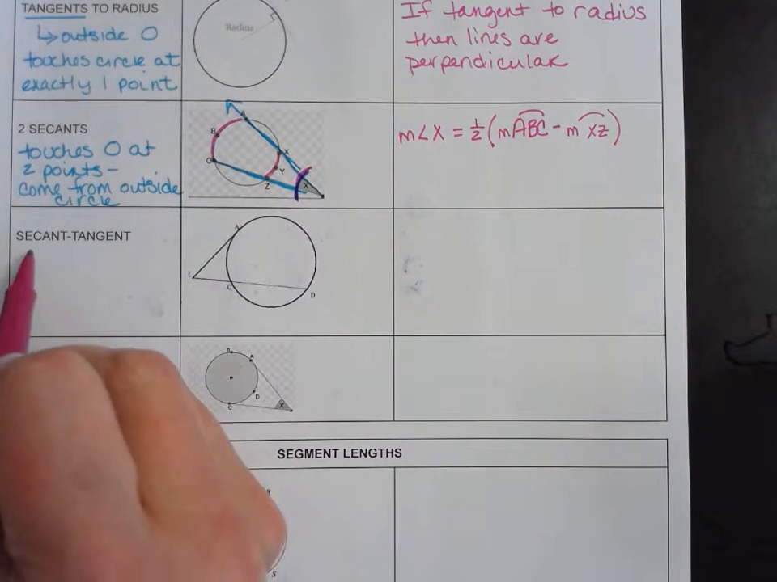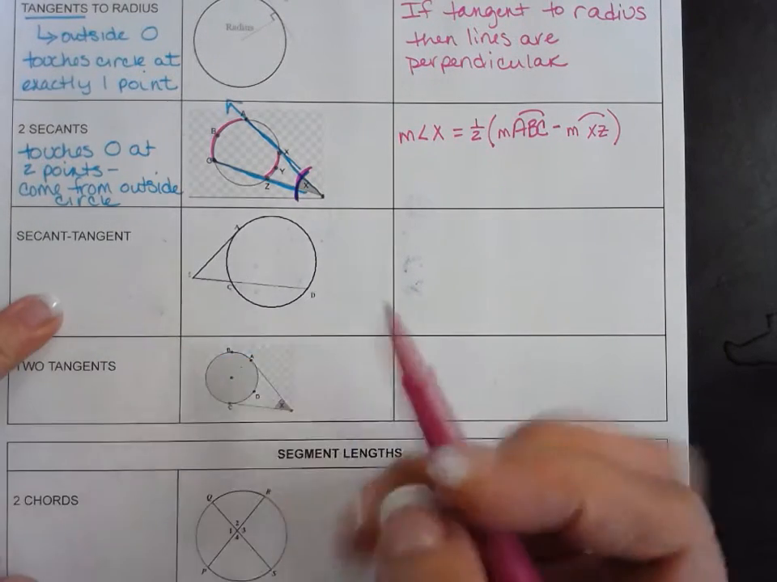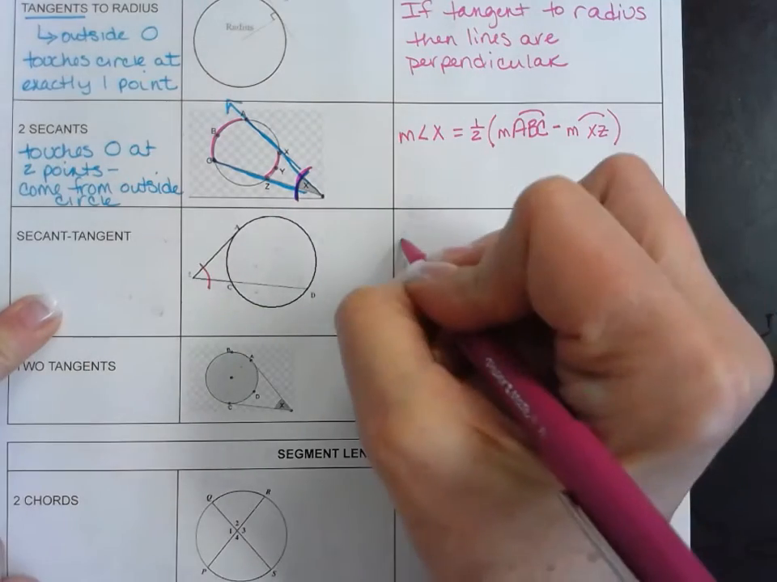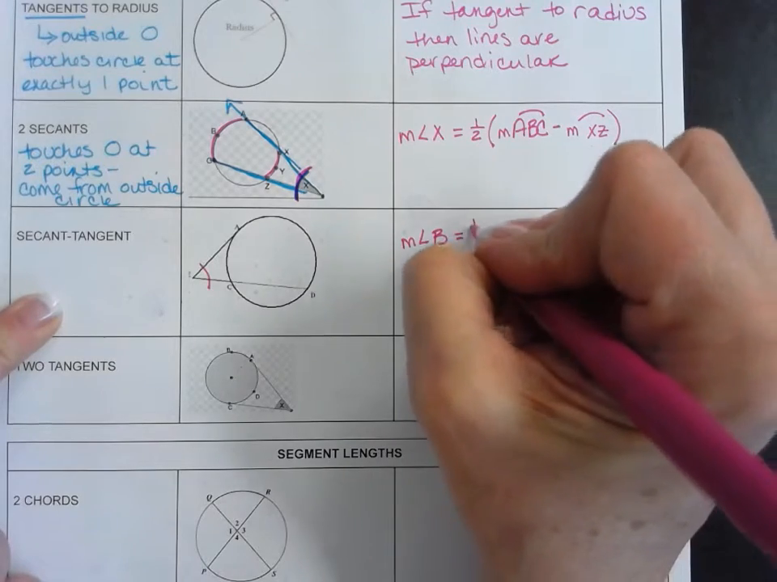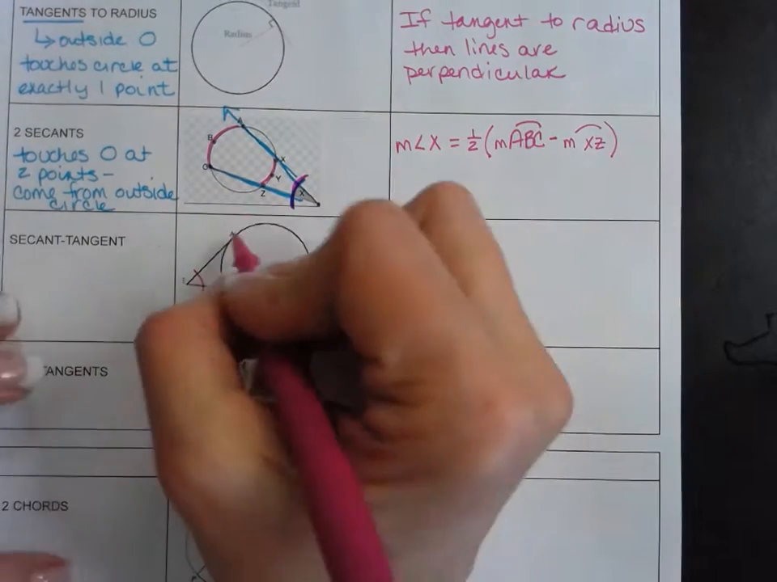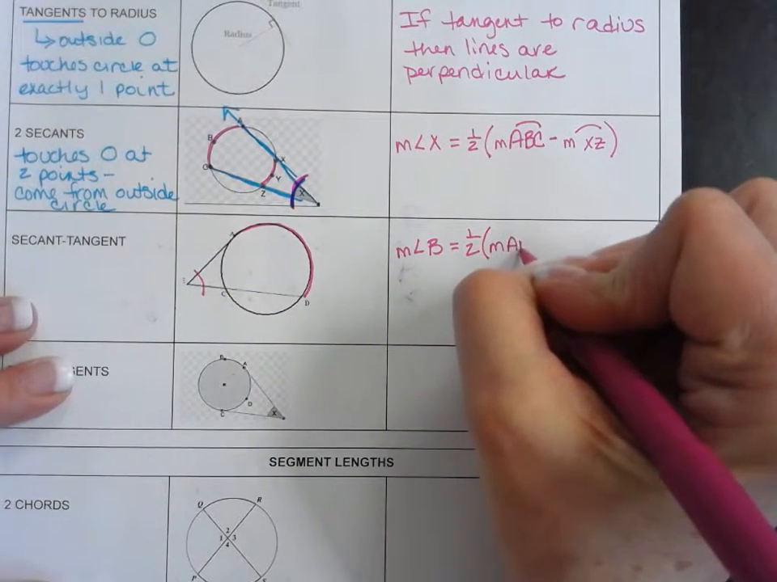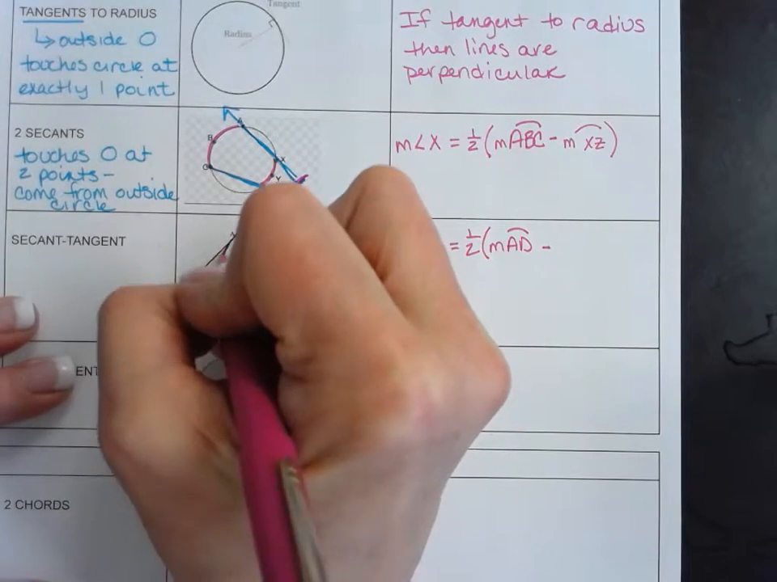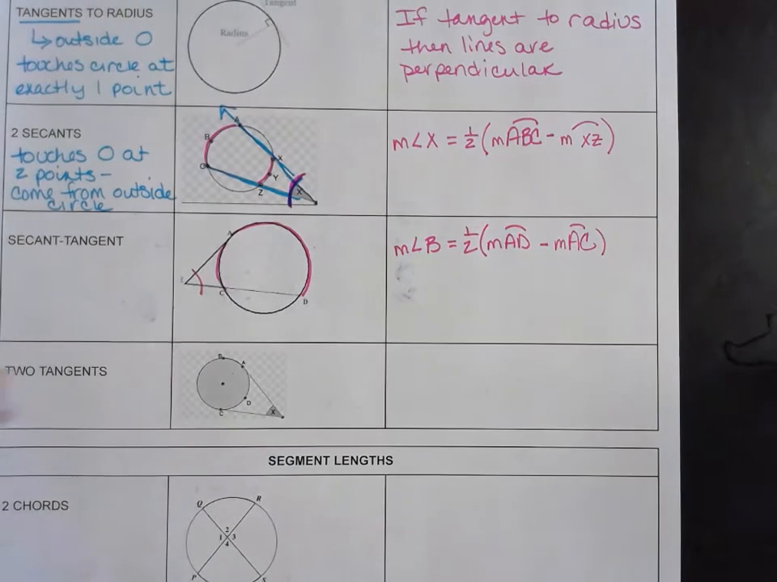All right, same thing. If we have a secant and a tangent, the measure of my angle is going to be a half of the large arc minus the measure of the small arc.